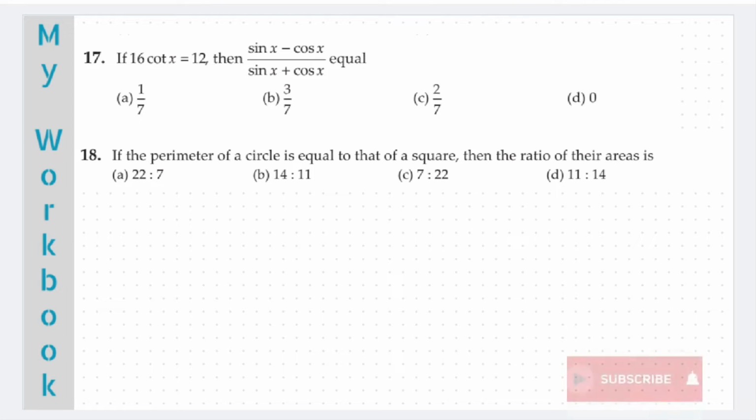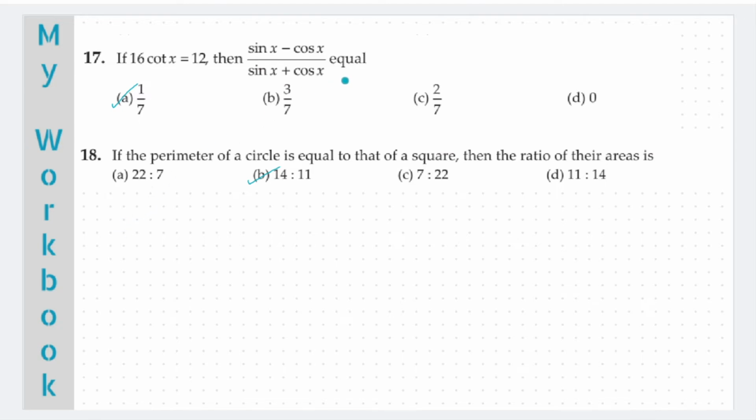Next, question number 17. It's from trigonometry. If 16 cot x is equal to 12, then sin x minus cos x divided by sin x plus cos x equals. 4 options are given. Question number 18. If the perimeter of a circle is equal to that of a square, then the ratio of their areas is. For 17, the correct answer is option A, 1 by 7. And for 18, the correct answer is B, 14 by 11.